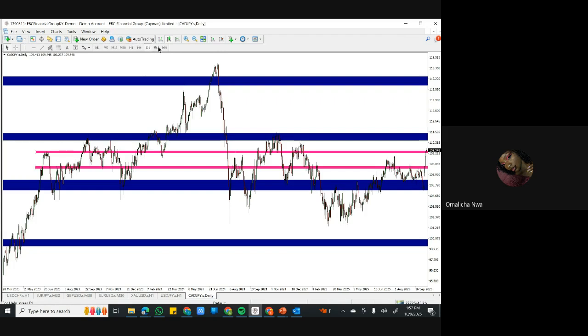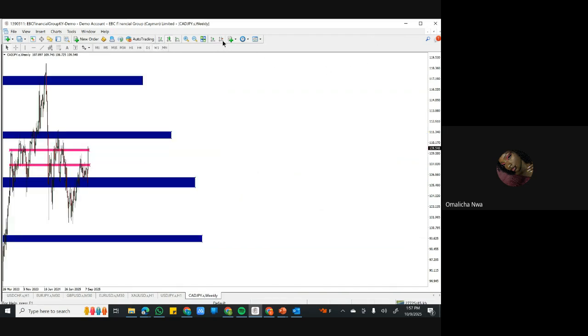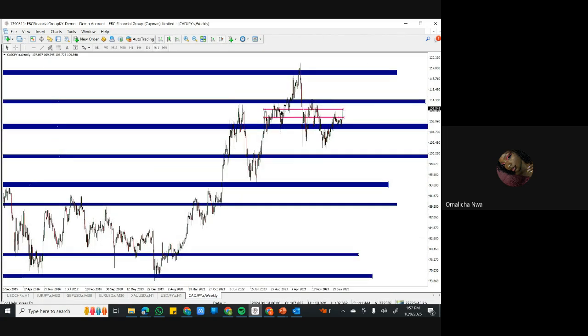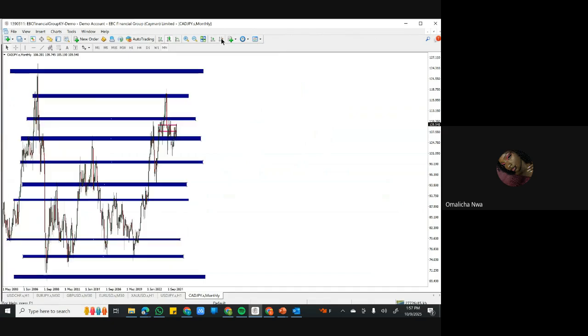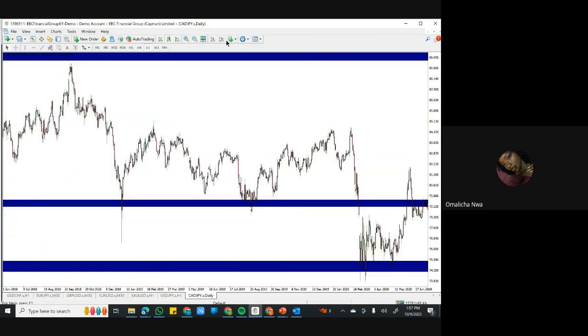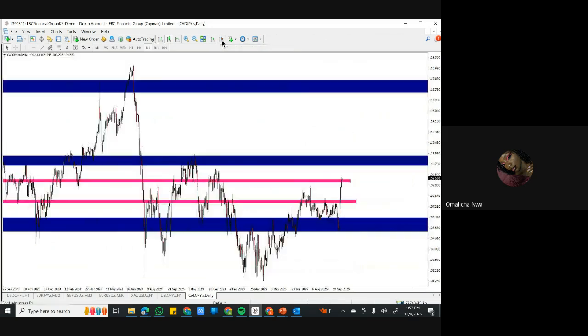Look at it on a weekly time frame. On a weekly time frame, we have huge support and resistance here that is clear. Let's go to a monthly so that you will see. On a monthly time frame, you can see that we have huge support, and you can see how tiny it is on the pink line. But on getting to daily time frame, it became very obvious. And currently, price is at a resistance point here.